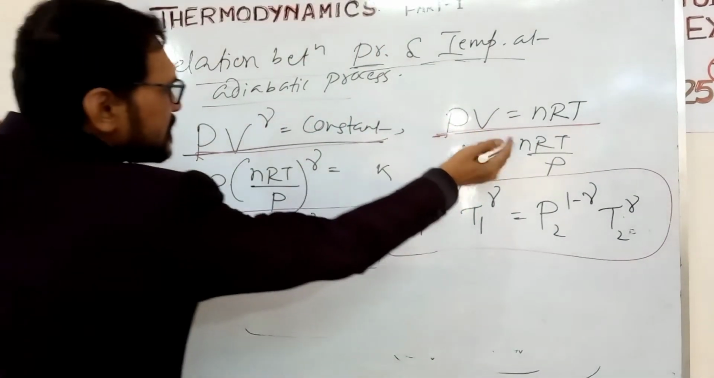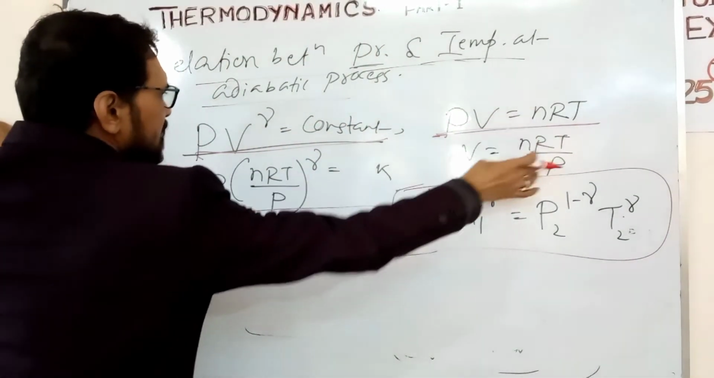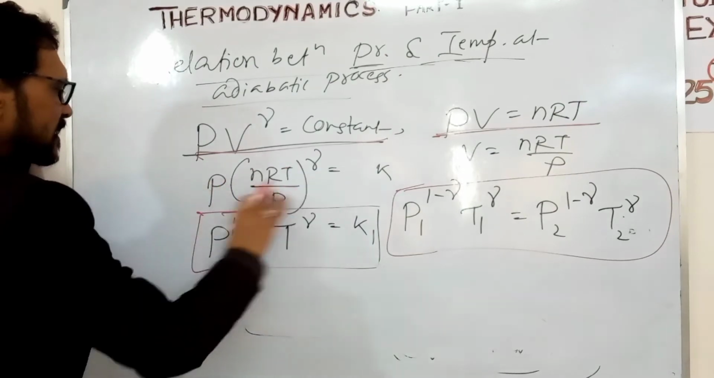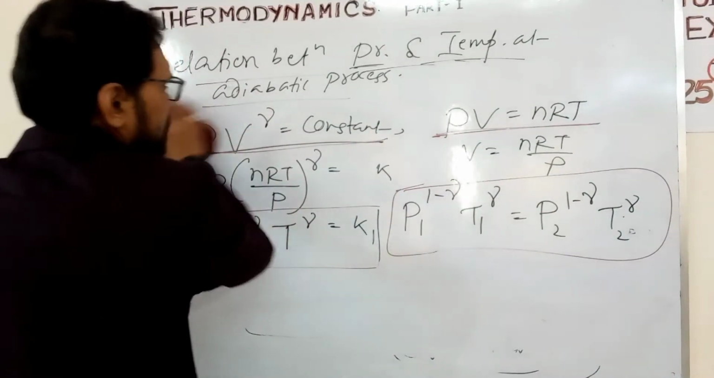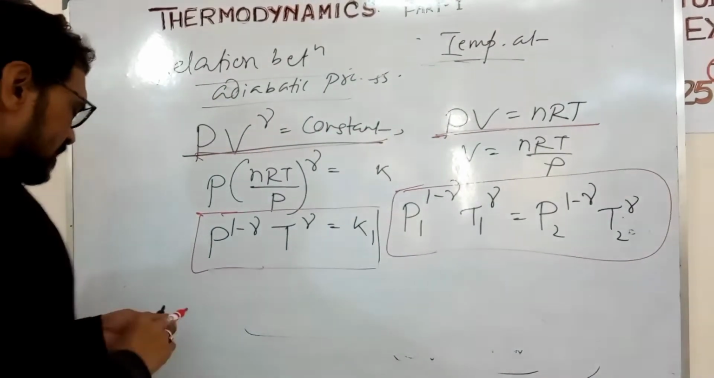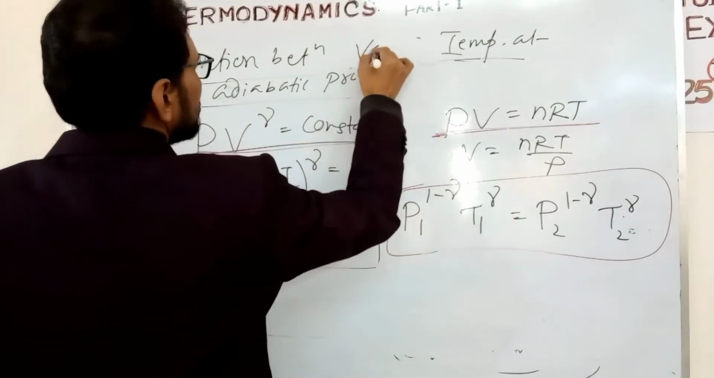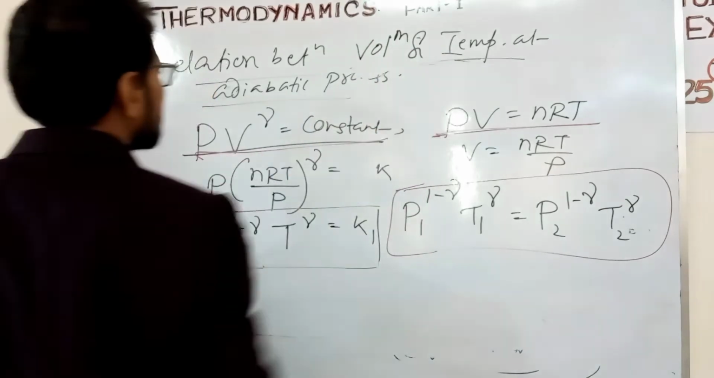Remember this equation and this equation, and just eliminate V from the equation. V = nRT/P. Put it here, and you get the relation between P and T. Now the relation between volume and temperature.